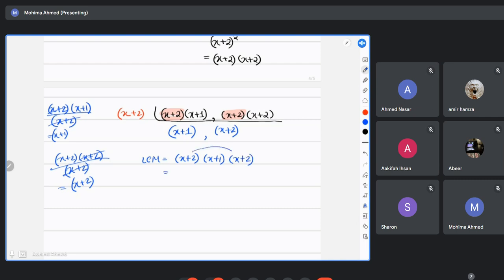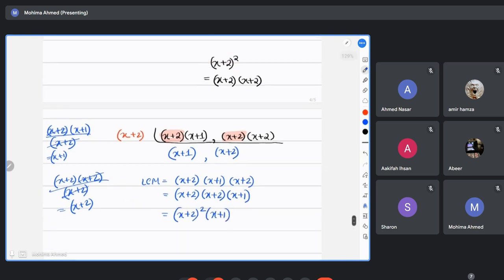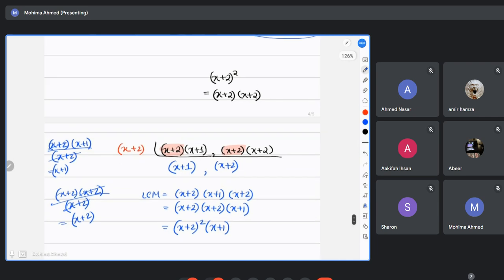Over here, as you have 2x plus 2, when you're going to multiply the same number together, like 2 into 2 can be written as 2 squared, 5 into 5 can be written as 5 squared, right? Similarly, as you have x plus 2 multiplied with each other, instead of writing it in this format, we can write it as x plus 2 whole square with x plus 1. This is the final LCM.